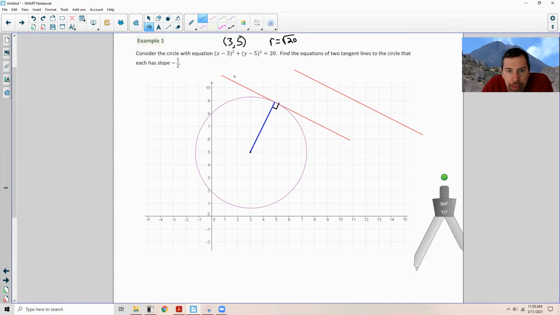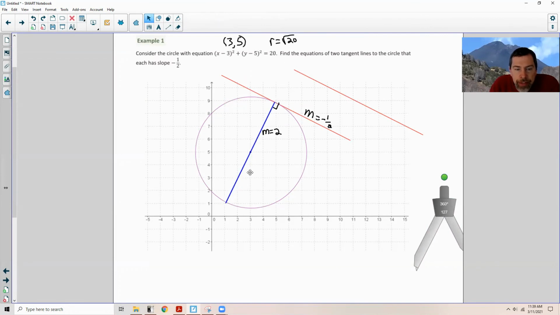So that tells me that if this is a slope right here of -1/2, I now know that the slope of a perpendicular is its negative reciprocal. So the slope of my radius is 2. So with all the things that we know from prior lessons, we can use this to solve this problem. So let me just put that there.